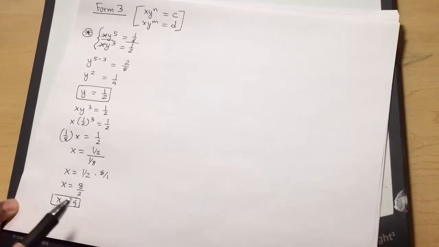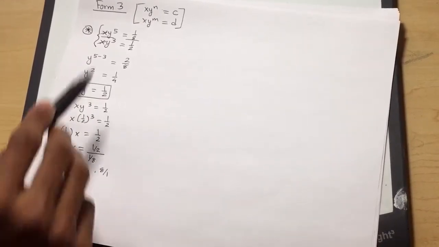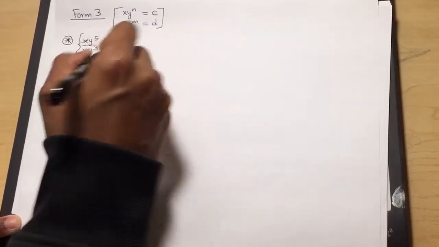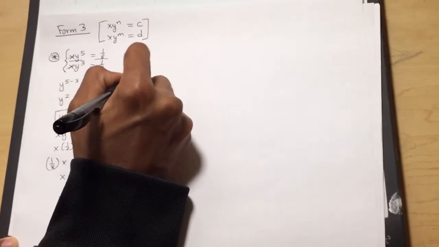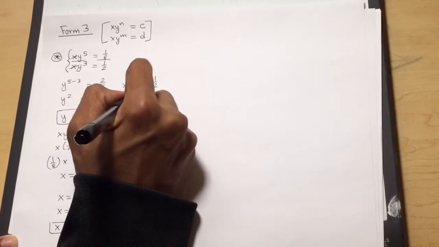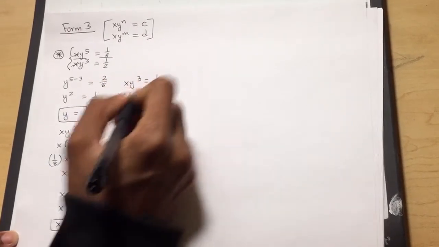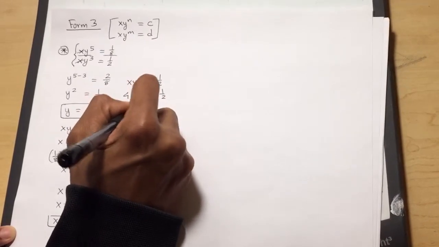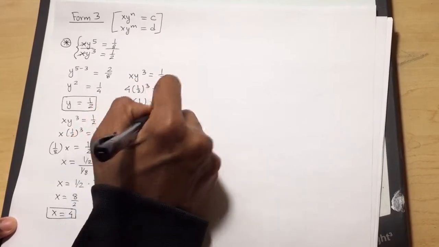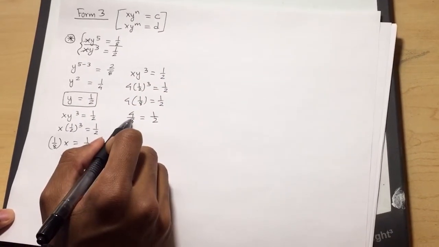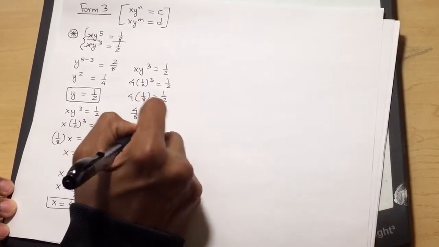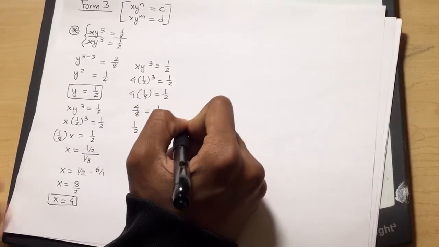Now to see if my values are correct, I'm going to plug x and y back into one of these equations. Let's choose the first one. Let's do the second one actually. xy cubed equals 1 over 2. I know what x is. x is 4. y is half cubed equals 1 over 2. So 4 times 1 over 8 equals 1 over 2. So it's going to be 4 over 8 equals 1 over 2. 4 over 8, once we simplify it, is 1 over 2, so half equals half. So my answer was right.